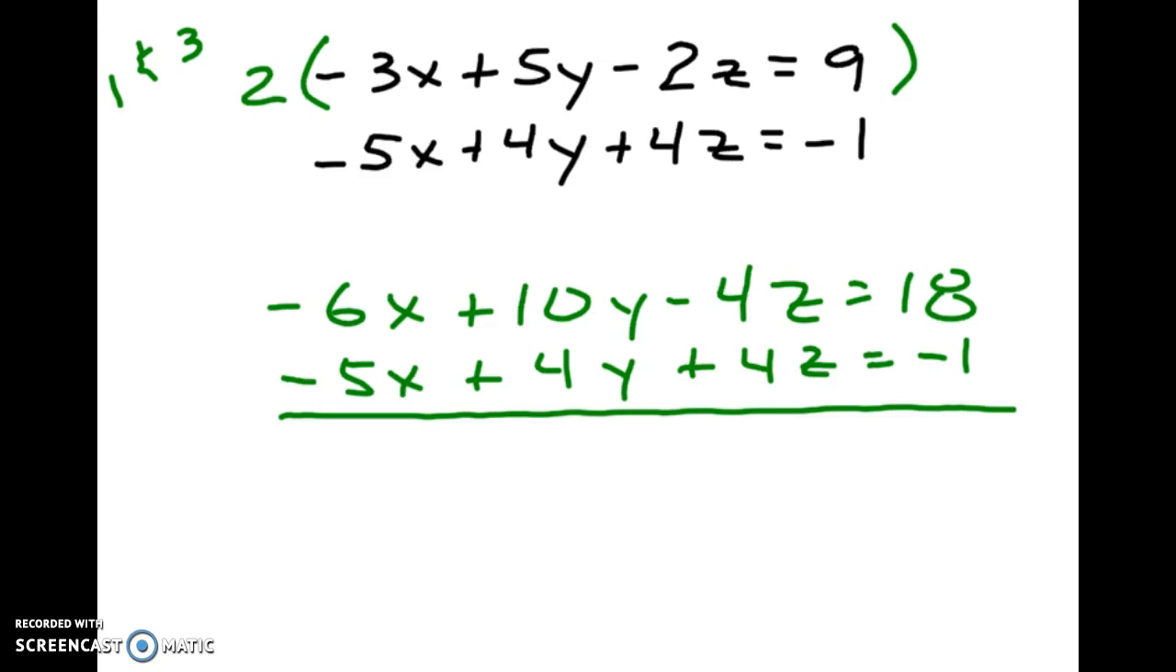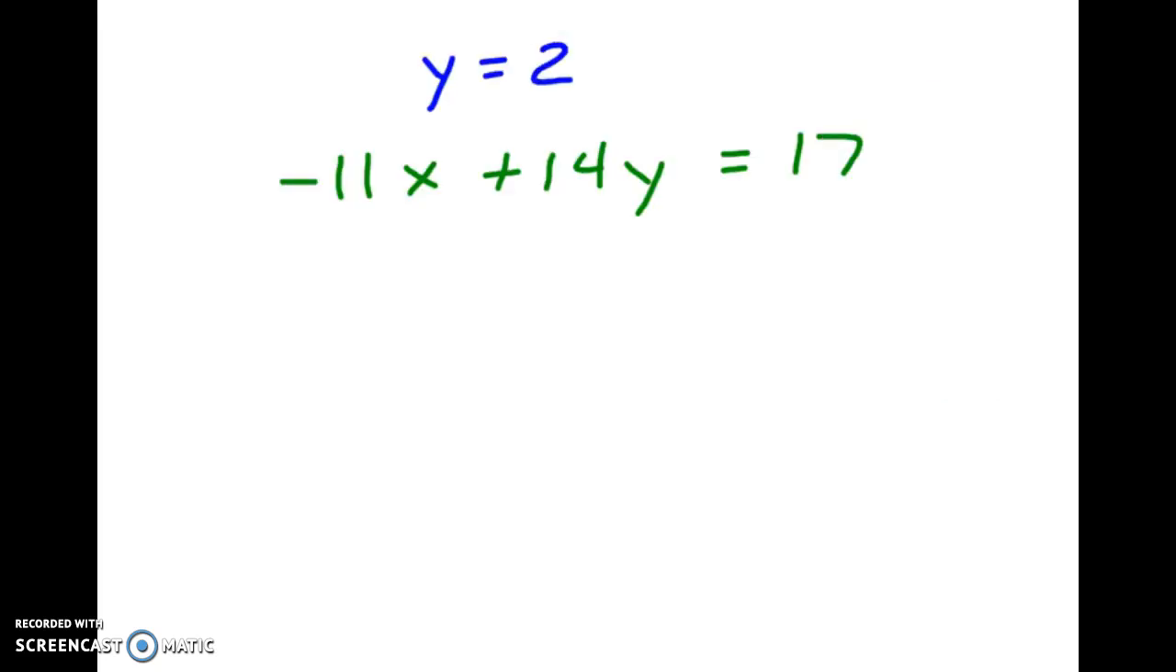If we do the math now, when we add the equations together, we should get -11x. We should get plus 14y. The z's cancel out like we wished. And that equals 17. So now we take the results from those two sets and put them together. And actually, we're in good shape because now we can just back substitute straight in. We have -11x. We already know that y equals 2.